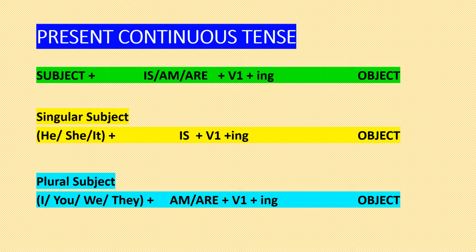On the other hand, if it is a plural subject, which is I, you, we, they, I will always use am with an I, and for the rest of the subjects, I'll use are, again with the action verb, which is V1 with ing and object.